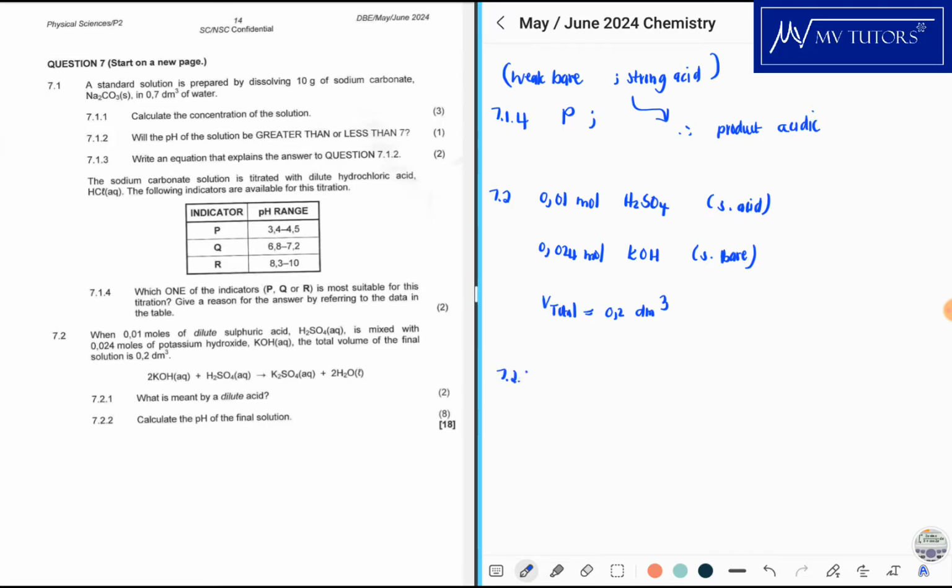Now, 7.2.1, they ask us, what is meant by dilute acid? A dilute acid is a solution of an acid in water, and it has a low concentration of the acid molecules. If you dilute something like juice, it's going to be less sweet. So basically this solution has a high amount of water and a low amount of acid. And the last question for 8 marks, calculate the pH of the solution. 8 marks, we're going to do some work here. All right, so initially, let's look at initial conditions.